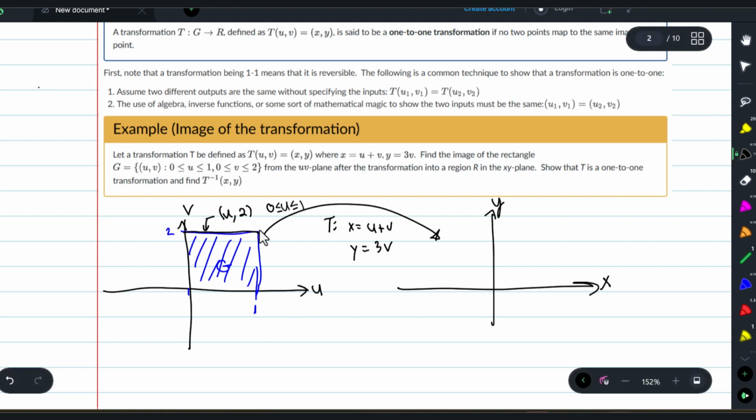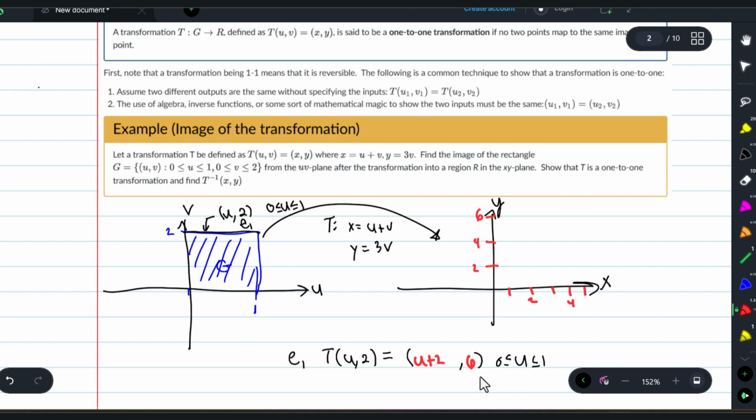This top edge here, for example, can be referenced using parameterized curves as being u as the variable, and the v coordinate is always 2. U goes from 0 to 1. If I plug 2 in for my v into the transformation function, I get the y coordinate should actually be 2 times 3, which is 6, and the x coordinate should be u plus 2, where u goes from 0 to 1.